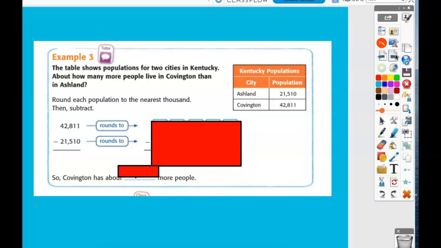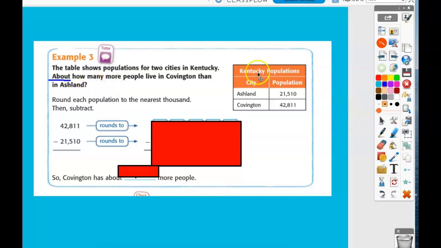All right, let's take a look at page 80. The table shows populations for 2 cities in Kentucky. About, oh, there's that key word. I always want to underline that because that's telling me they don't want the actual answer. About how many more people live in Covington than in Ashland.